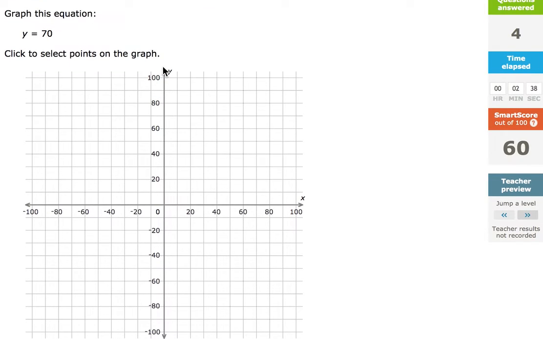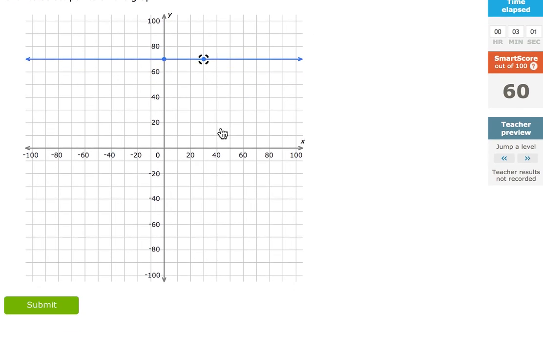Let's look for 70 on the y-axis. We don't see the value, but because this is 60 and this is 80, 70 is right in between the two. And now, because we are on the y-axis, we need to draw a horizontal line crossing the y-axis at the value of 70. I'll go ahead and move a few points to the right, click, and here is our horizontal line. Okay, this should get you through the rest of this topic.